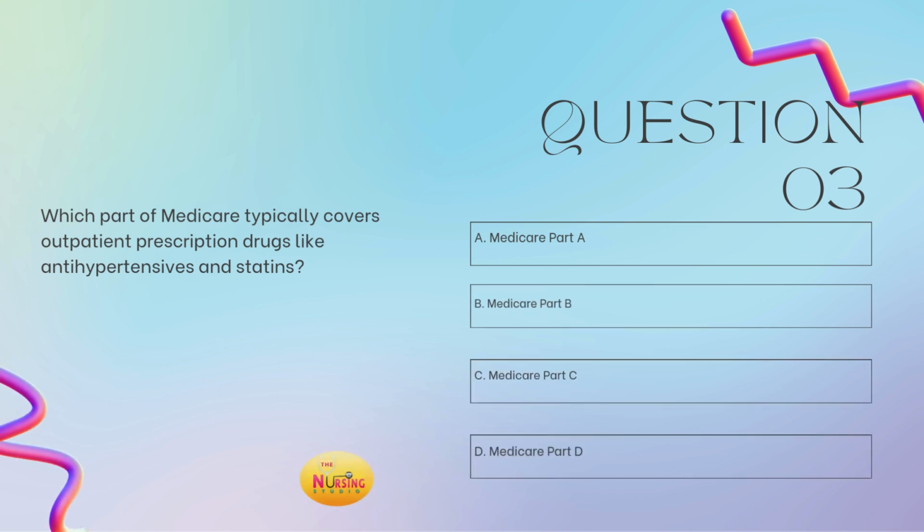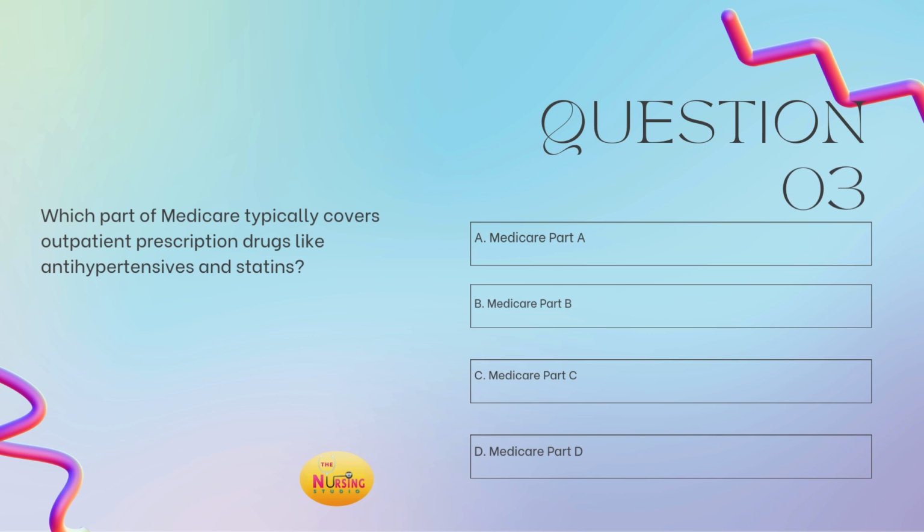All right, and lastly, question number three. Which part of Medicare typically covers outpatient prescription drugs like antihypertensives and statins? Is it A, Medicare Part A? Is it B, Medicare Part B? Is it C, Medicare Part C? Or is it D, Medicare Part D? Take a moment and tell me what you got in the comments, y'all.